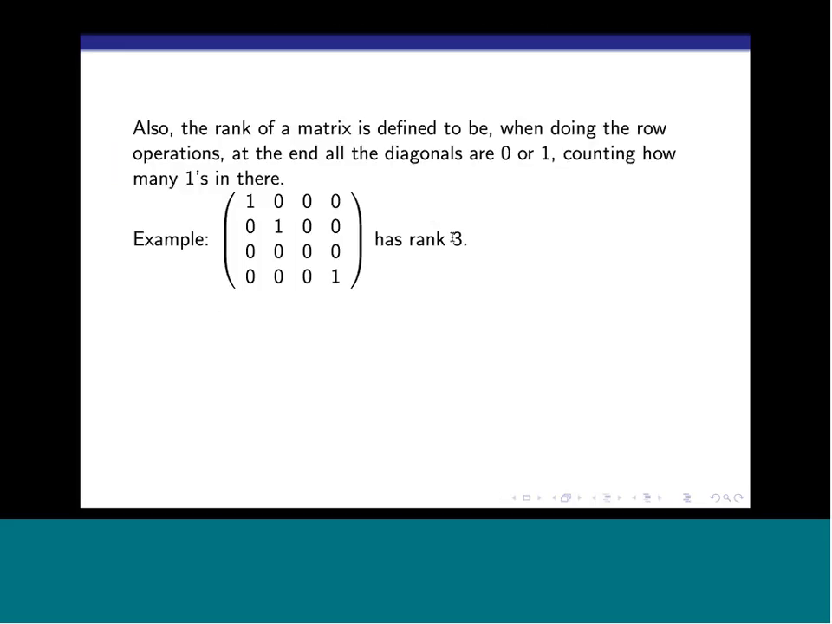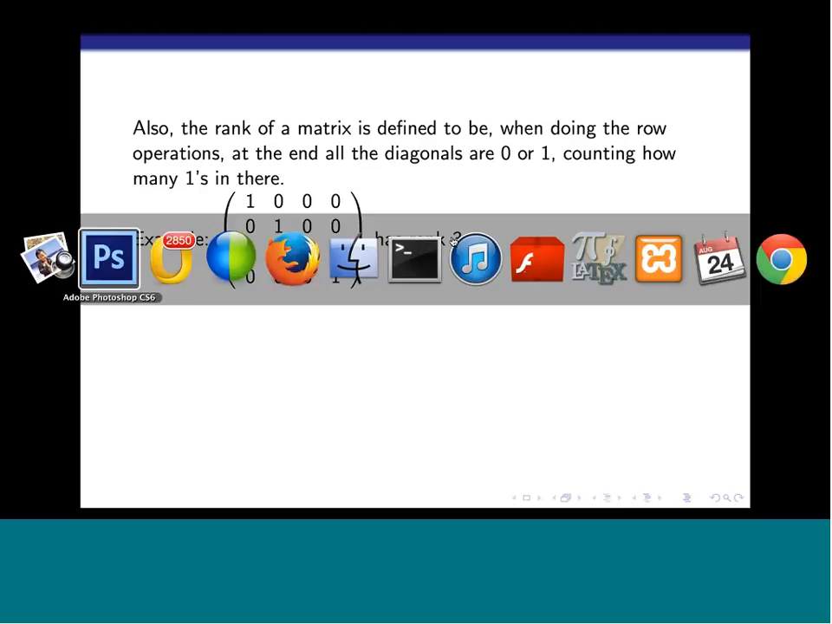Also, another thing I didn't really tell you is the rank. The rank of a matrix is very important. So how do you define rank? You just do the row operations. At the end, you can change everything to either 0 or 1, using just the 3 different operations. Then count how many ones are in the diagonal. So, for example, this matrix has a rank of 3.